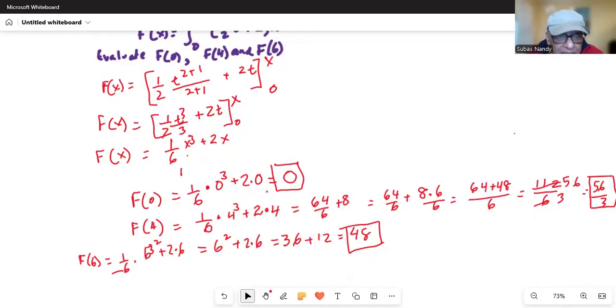Okay. And then the last one is f of 6. So it is 1/6 times 6 cubed plus 2 times 6. Now 6 cubed, 6 to the power of 3, divided by 6 is 6 squared, plus 2 times 6 is 12. So it is 36 plus 12. The part C answer is 48.